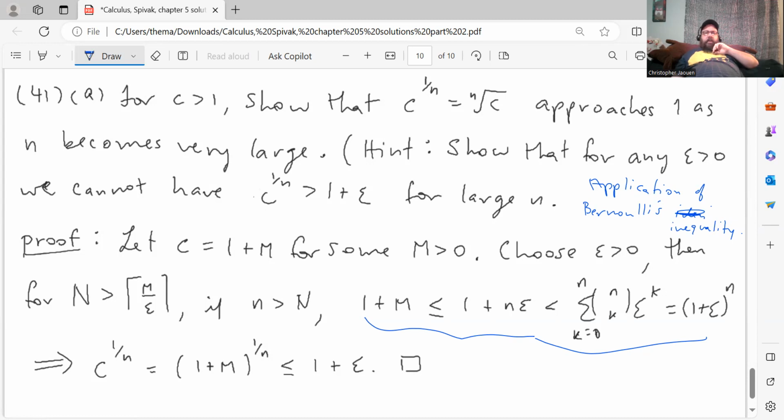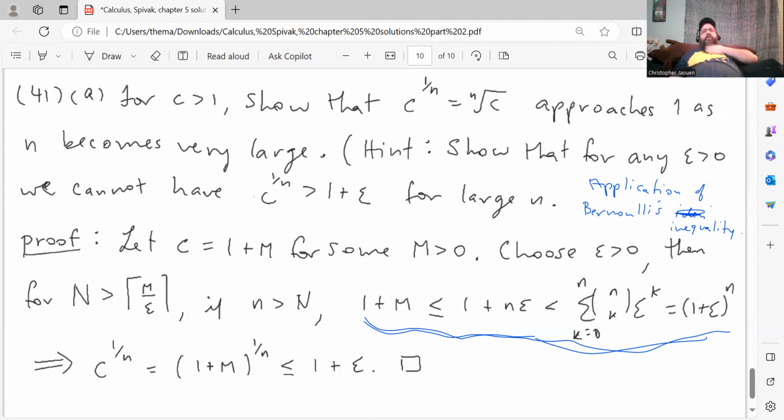All right, and then that implies that C to the 1 over n power is equal to 1 plus m to the 1 over n power, which is less than or equal to 1 plus epsilon, like I said, from this part here, if you take the nth root of both sides. And that shows that the nth root of C is always less than or equal to 1 plus epsilon. Since this is true for any positive epsilon, that means that the limit has to be 1. All right. And that's it.